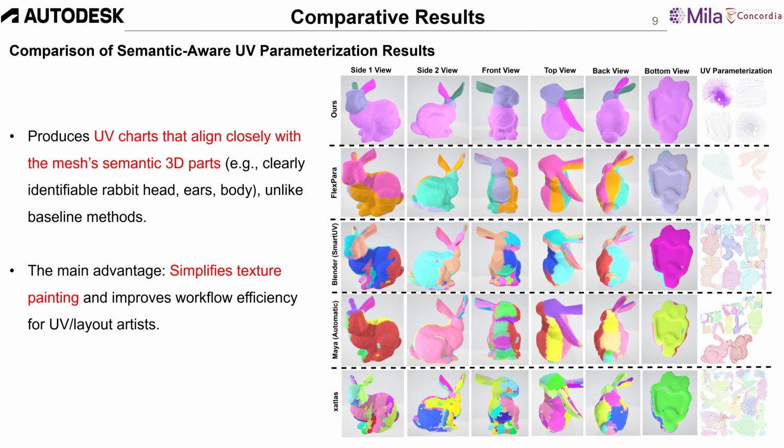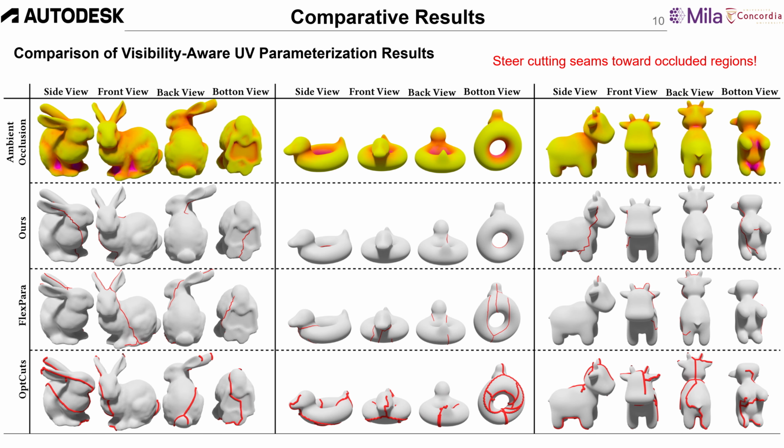We compare our semantic-aware UV mapping with state-of-the-art methods. Our method produces UV charts that align much better with meaningful parts of the shape compared to the baselines. Here we also compare visibility-aware seam placement. The top row shows the ambient occlusion, and below that are the seam visualizations. Our method places more seams in less exposed regions, which makes them less noticeable in the final result.